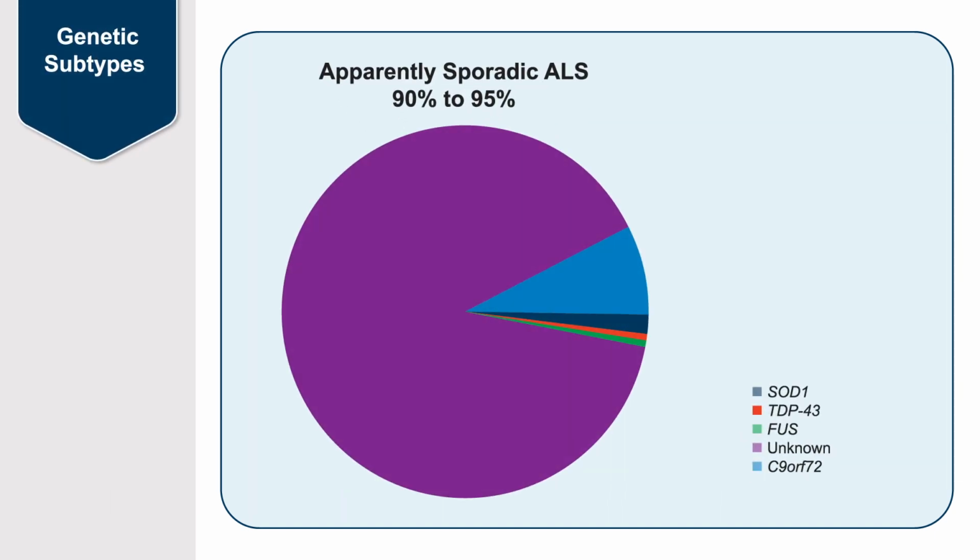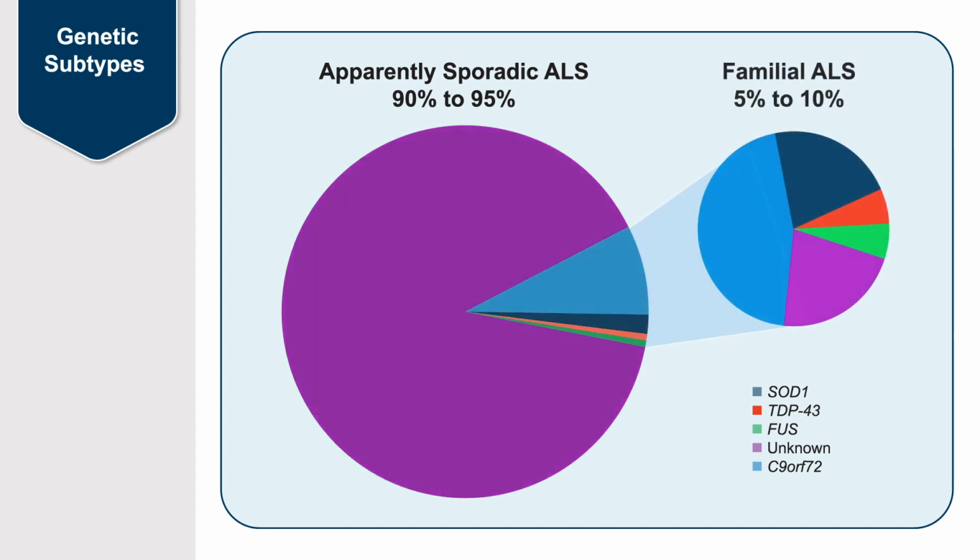Now, sporadic ALS occurs in individuals with no family history of the disease. That's approximately 90 to 95% of ALS cases. 5 to 10% of cases are familial. More than 50 potentially causative or disease-modifying genes have been identified, and many of these gene mutations are found in subsets of patients with familial and sporadic ALS.